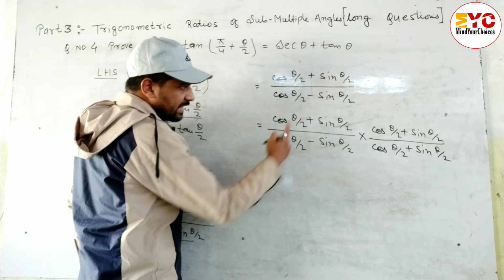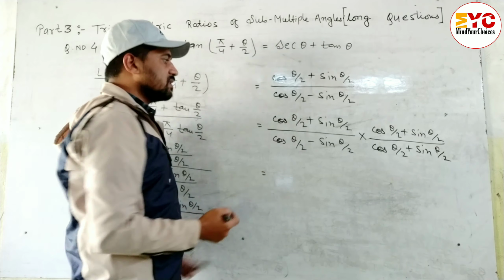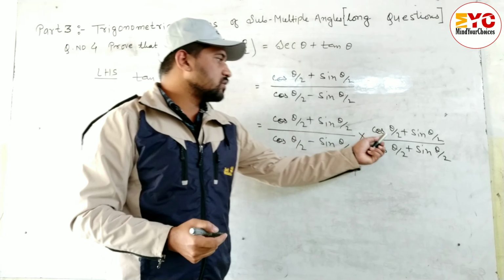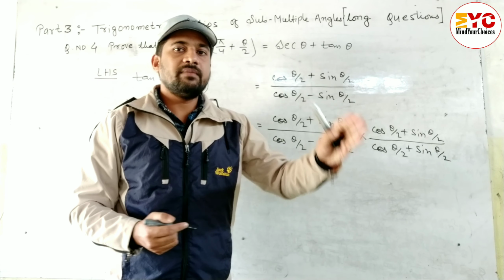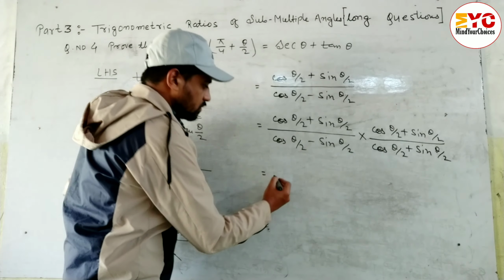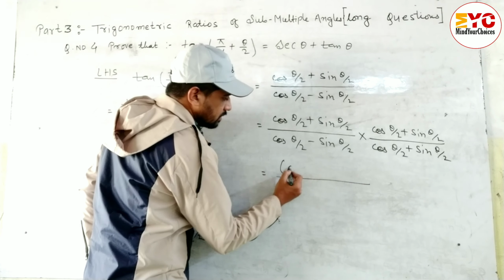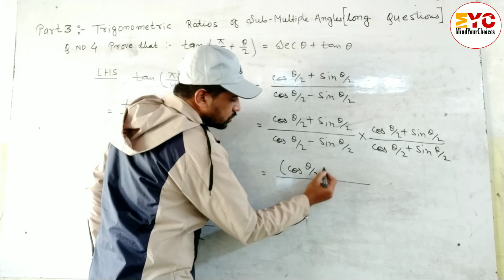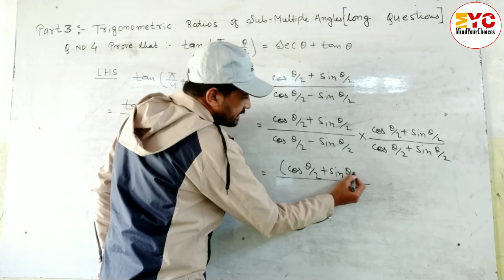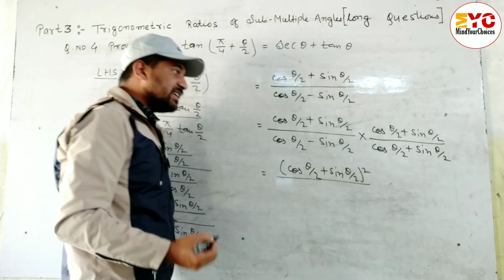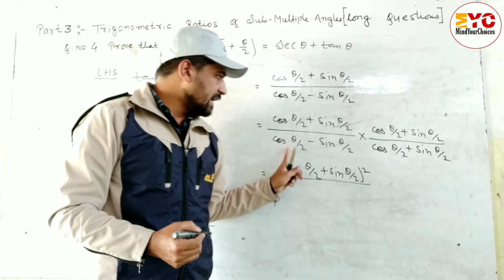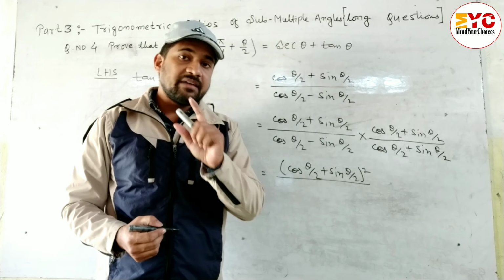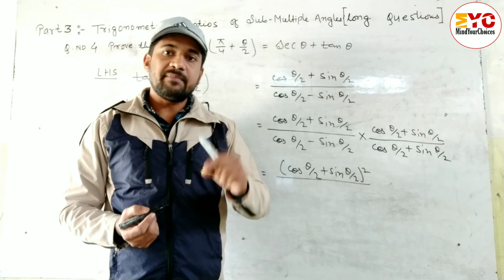Now you can see the numerators are both the same. This is in the form of a plus b, here also a plus b, so we can write (a + b) whole square. A into a will be a square. So here also we can write (cos theta/2 plus sin theta/2) whole square, and in the denominator you can see this is in the form of (a + b)(a - b), which is definitely the formula of a square minus b square.